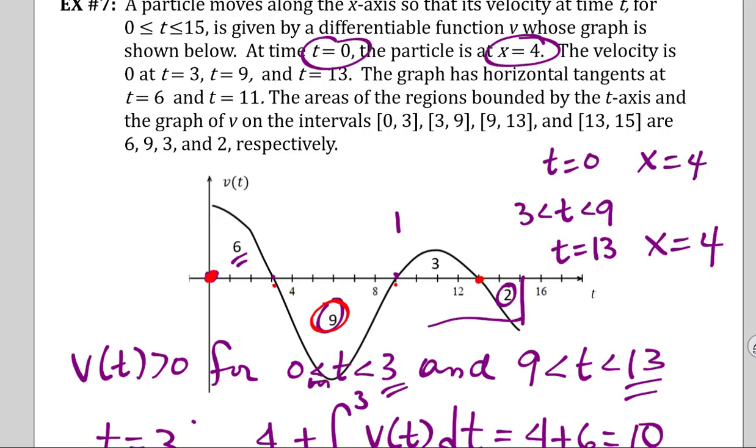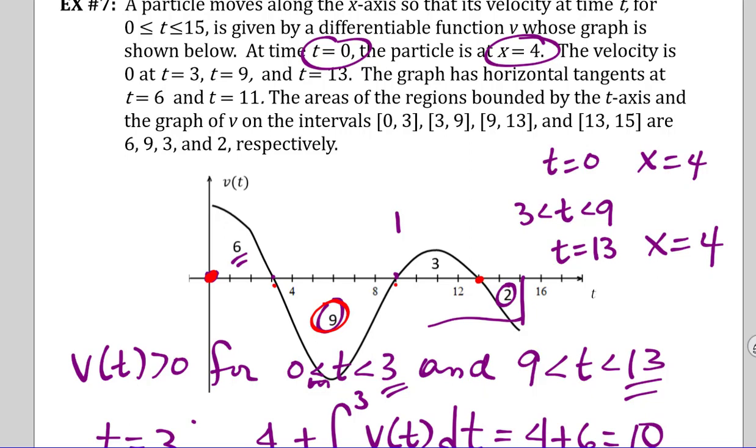All right, in part C, the question is, on what interval is the speed of the particle increasing? Give a reason for your answer. Okay, so we talked about this a little bit earlier. We've got a graph of velocity, and we can tell about the sign of acceleration. And when the sign of velocity and the sign of acceleration are the same, then we're going to be increasing.